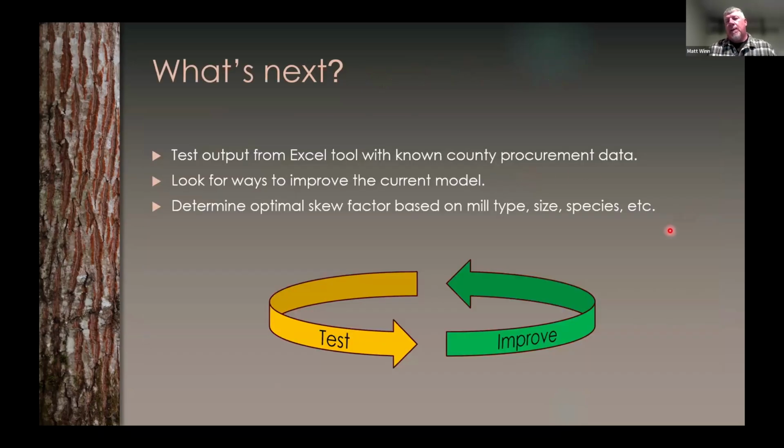So what's next? A lot of testing. So this is by no means a final model. This is just a starting point for us. Gives us something to start with and improve upon. So the good thing is we have known county procurement data from previous years that we can use to test this model and look for ways to make improvements.